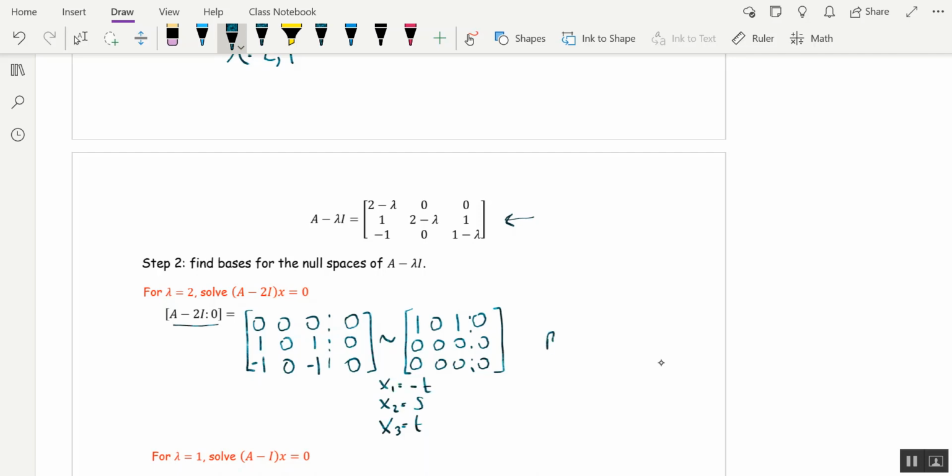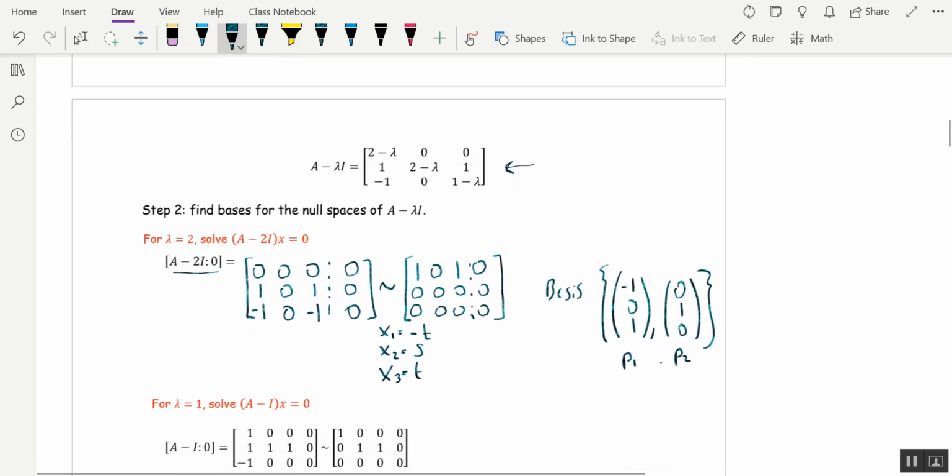So a basis for the eigenspace, which is automatically 2 linearly independent vectors. I'm going to put my t vector in first, negative 1, 0, 1. And then my s vector, 0, 1, 0. And I'm going to name these just for later use. This is p1. And this is p2.